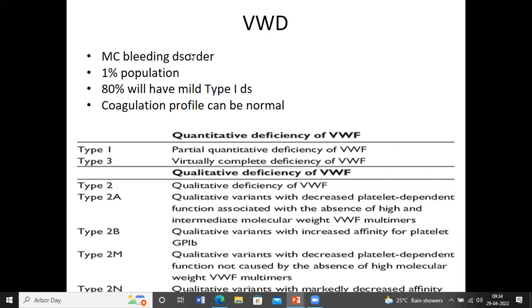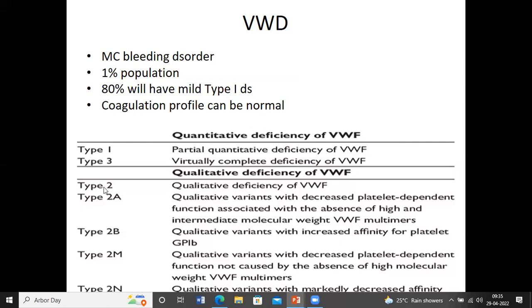Von Willebrand's disease is the most common bleeding disorder, present in about 1% of the population. 80% of these patients are going to have the mild type 1 disease, which hardly requires treatment. And in these cases, most of them are going to have a normal coagulation profile as well. So as discussed, type 1 is a very mild case. Type 3 is virtually complete deficiency of the factor, which results in severe bleeding.